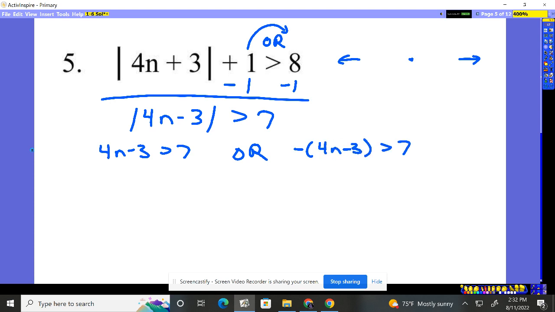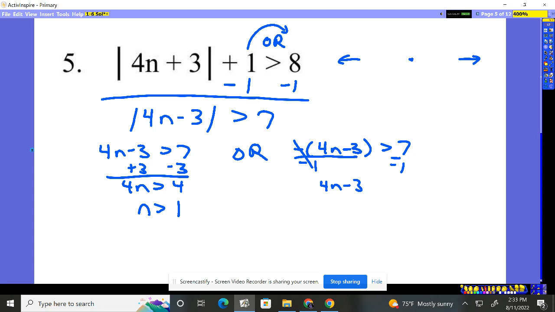greater than 7. Solving the left piece, subtract 3, 4n bigger than 4, divide by 4. We want n greater than 1. Or over here, what do we have? We will start always by dividing by negative 1, which will always give us this 4n minus 3 back. It will always make that inequality flip and this piece become negative. Now solving it, we add 3, 4n less than negative 4, divide by 4, n less than negative 1. I did not flip my sign because I did not divide by a negative.